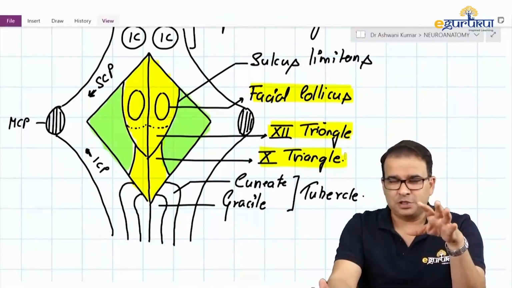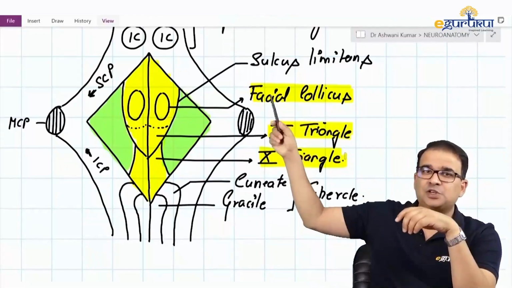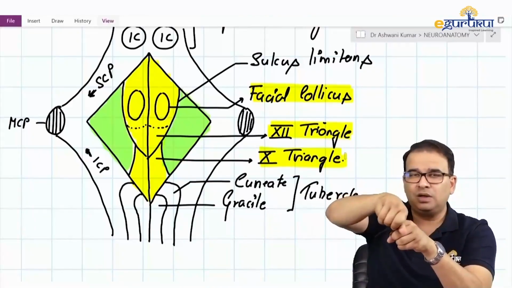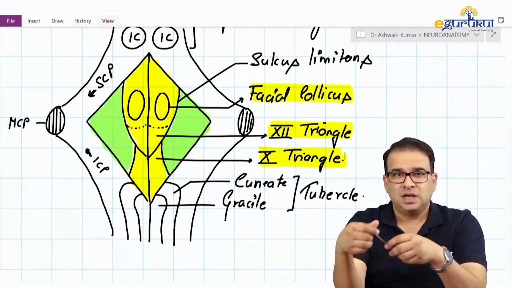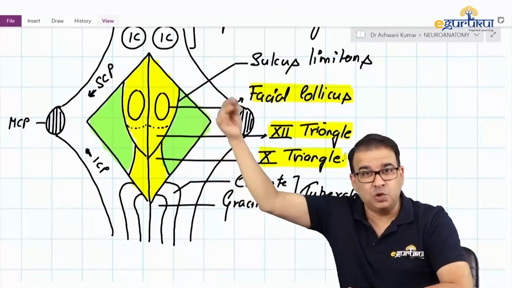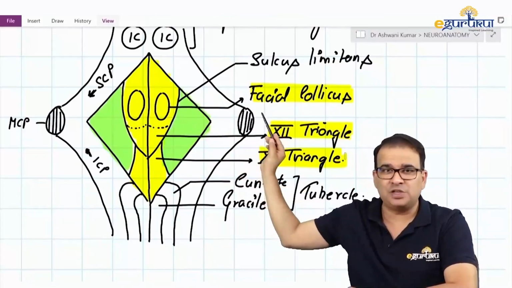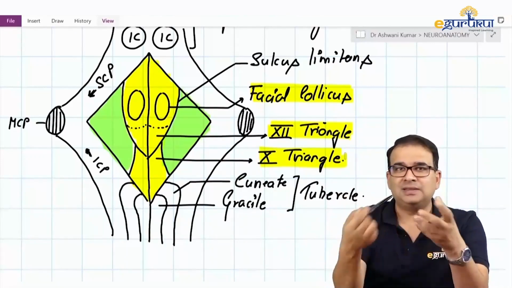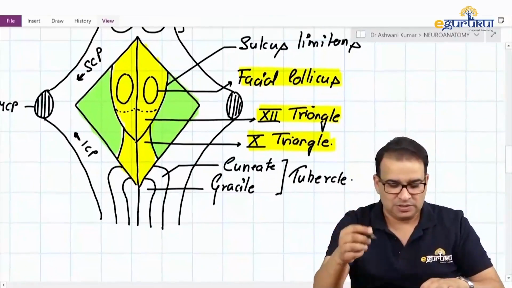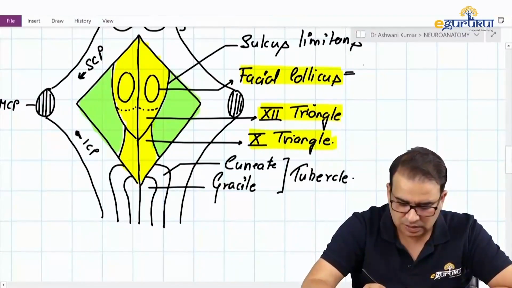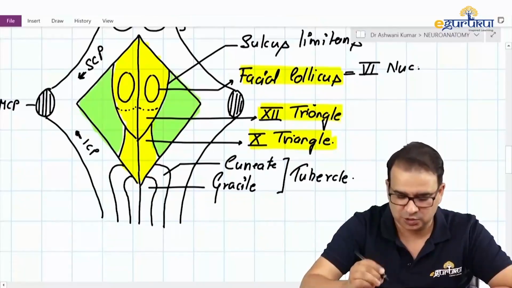The one mistake which people make in this part is in the facial colliculus. The name is facial colliculus because the facial nerve is winding around the sixth nucleus. So if I ask you what nucleus is present deep to this elevation, it's not the facial nucleus, it is the sixth nucleus. The facial nerve is winding around it, and that's why the name is facial colliculus. So the facial colliculus has the sixth nucleus deep to it, and not the seventh, the sixth nucleus.